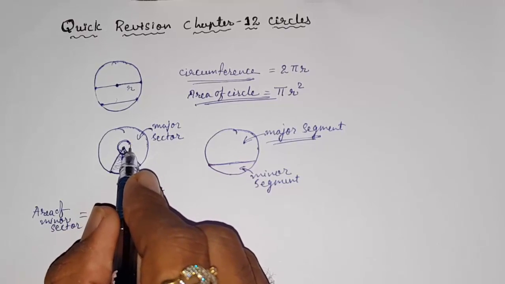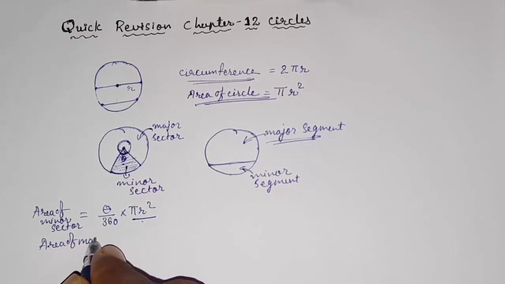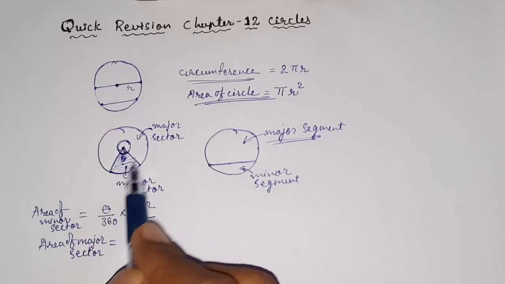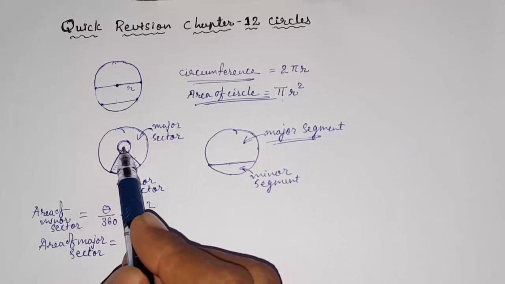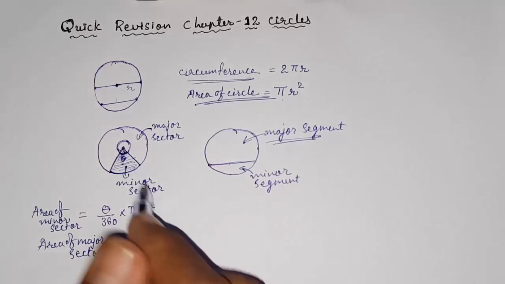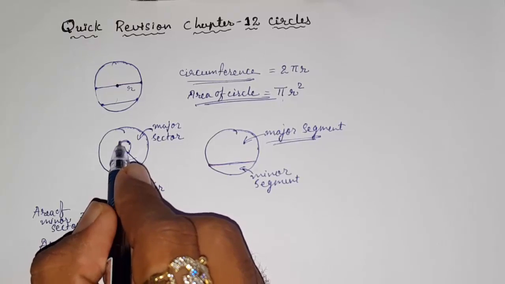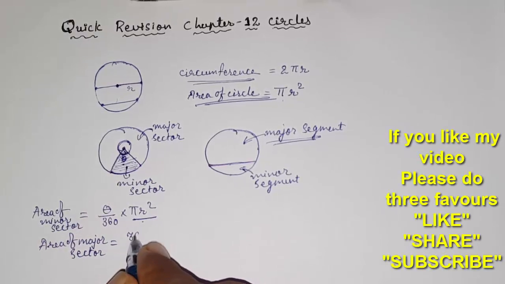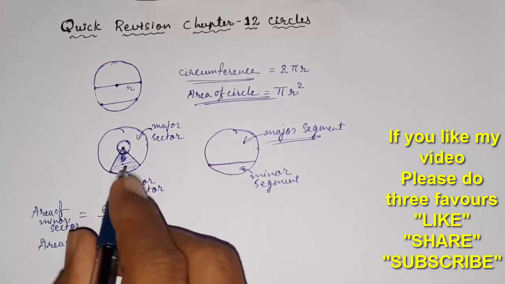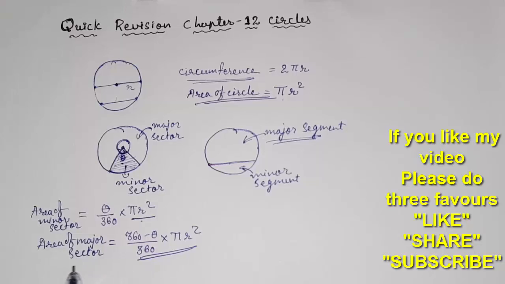Now for finding the area of the major sector, what do you have to do? There are two ways. First, you find the area of the whole circle by this method, then you subtract the area of the minor sector, and you will get the major sector. And if you want to find it directly, we know this is theta and this is the remaining angle. So first find the remaining angle, that is 360 minus theta, divided by 360, into pi r square. This way also you can find the area of the major sector.